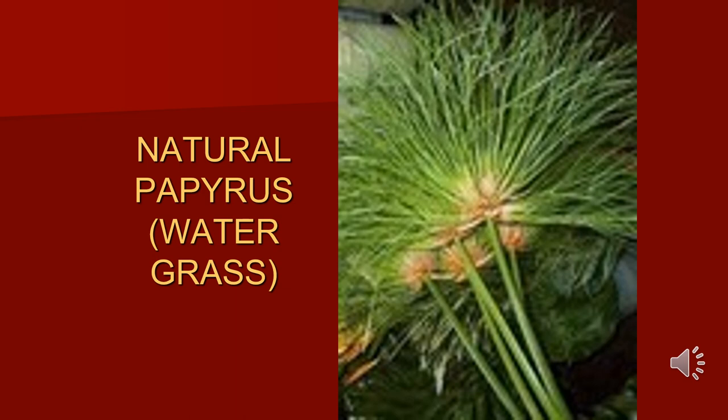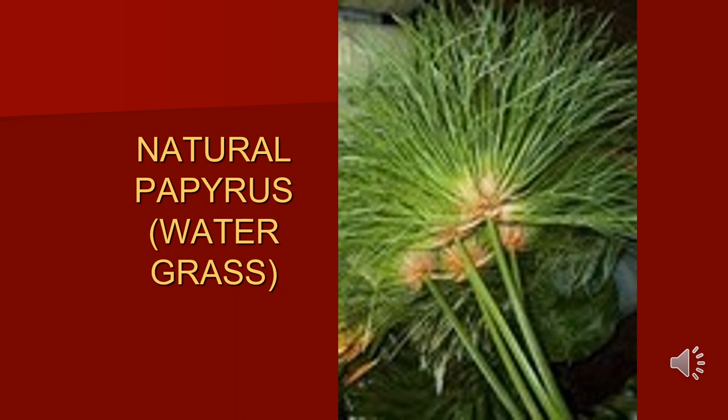Papyrus, seen here, is a very important water plant that grows all along the banks of the Nile. It was used for all kinds of things, from woven mats to ropes to fabric and utensils. They bundled it together to create boats and rafts.